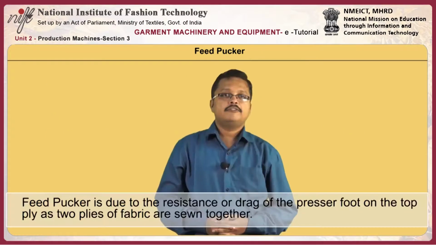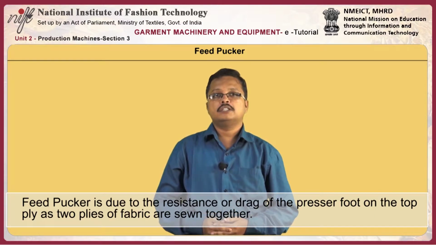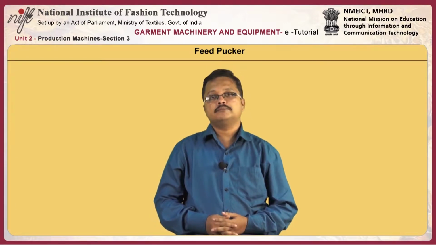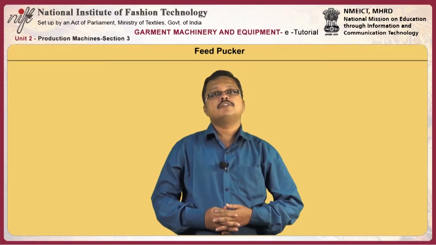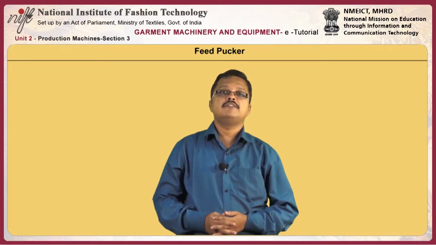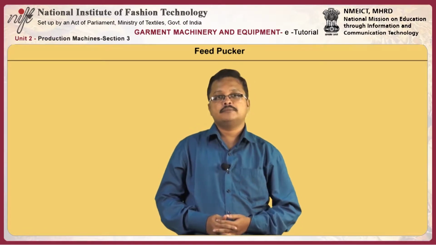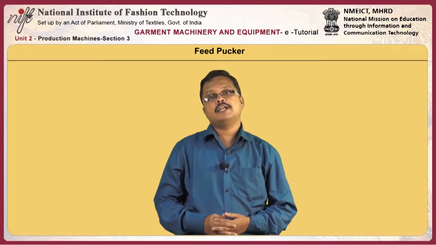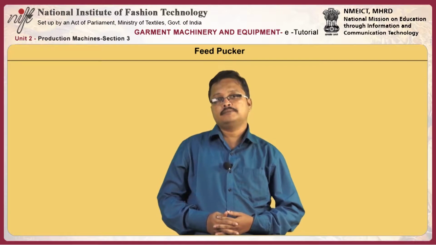pucker. Feed pucker is due to the resistance or drag of the pressure foot on the top ply as the two plies of fabric are sewn together. If the fabric on the bottom is fed more rapidly than the top ply, the bottom fabric puckers. Using a top feeding device may be one resolution to the problem. A top feeding mechanism that moves the top ply of the fabric through the stitching process at approximately the same rate as the bottom feed eliminates much of the resistance on the top ply.